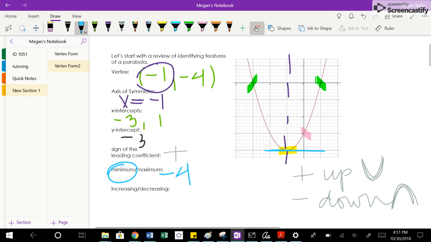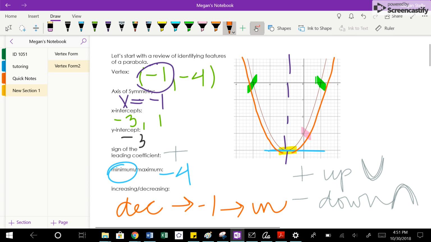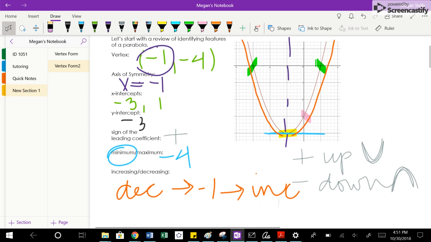Is my function increasing or decreasing? And this is where we look at it from left to right. So on the left side of my graph, I'm going down, down, down, down, down. So that means it is decreasing until it gets to -1. Then from -1, it goes up, up, up, up, up. And so it is increasing. And so again, that was just a review. If you need to pause the video to go back and listen to the review again, you can do so. Other than that, let's continue with what we're doing today.